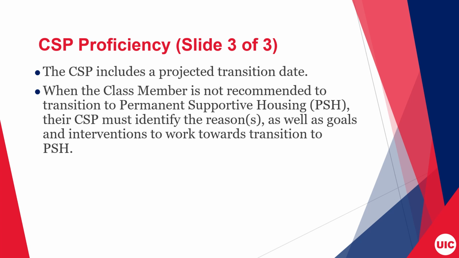And when the class member is not recommended to transition to permanent supportive housing, their CSP identifies the reason as well as goals and interventions to work towards transition to PSH. A full list of requirements for a CSP to be deemed proficient are outlined in Policy P3.06, Service Plan Quality Review.